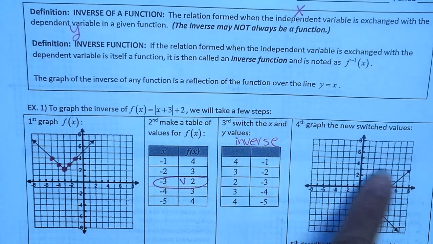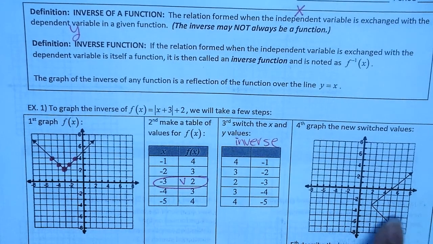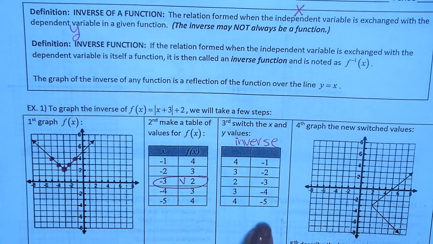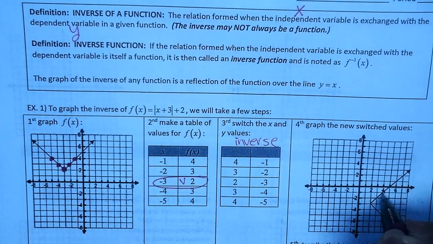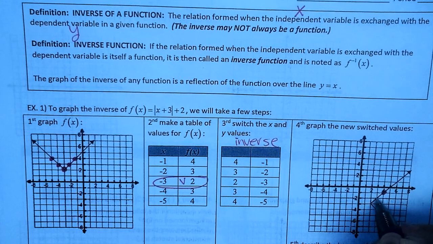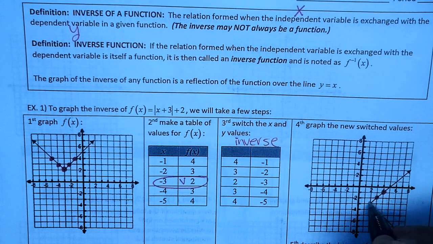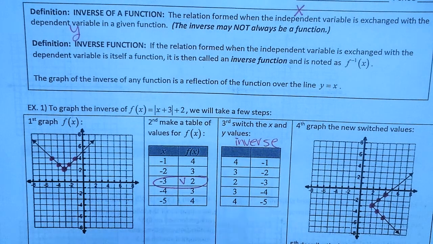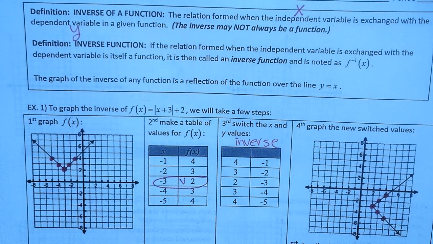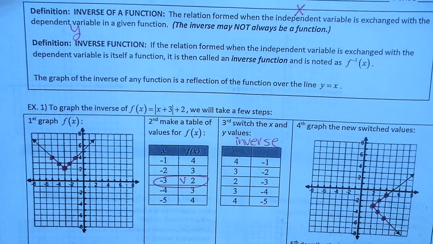Now you can also graph it. So let's go ahead and graph it. To graph the inverse, you're just going to literally graph these points here, this table. So go ahead and graph 4, negative 1. It's already been graphed. 3, negative 2. It's already been graphed. The vertex is now 2, negative 3. It's done. 3, negative 4, and 4, negative 5. So that's how you do an inverse. So on your quiz next week, that's what you'll have to do. You'll have to graph the inverse. So those are the steps.